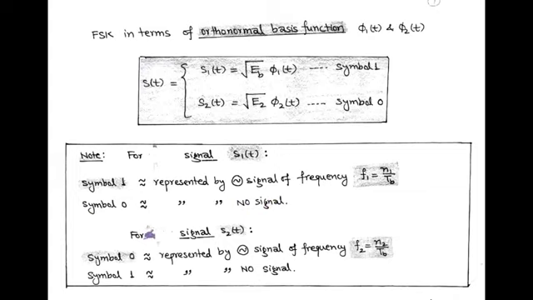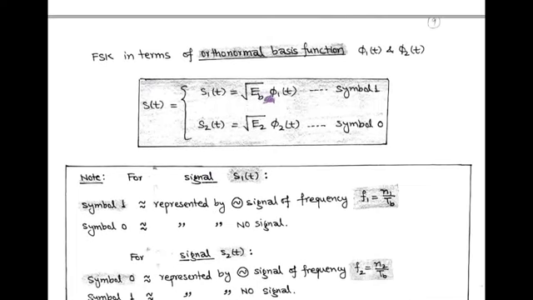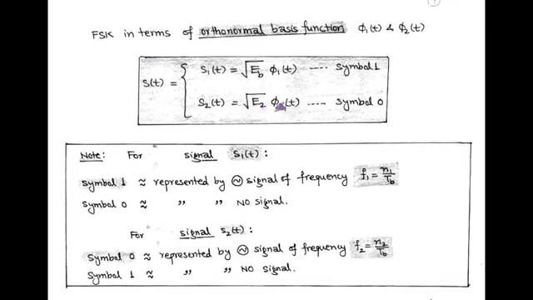Similarly, in the case of orthonormal function phi2, the FSK signal S2(t) is represented by another sinusoidal signal of frequency f2, that is equal to n2 upon Tb, and it shows symbol 0. And there is no signal for symbol 1. In the simplified form, the FSK wave is S1(t) equals root of Eb phi1(t) for symbol 1 with no signal for symbol 0. Also, S2(t) equals root of Eb phi2(t) for symbol 0 and no signal for symbol 1.